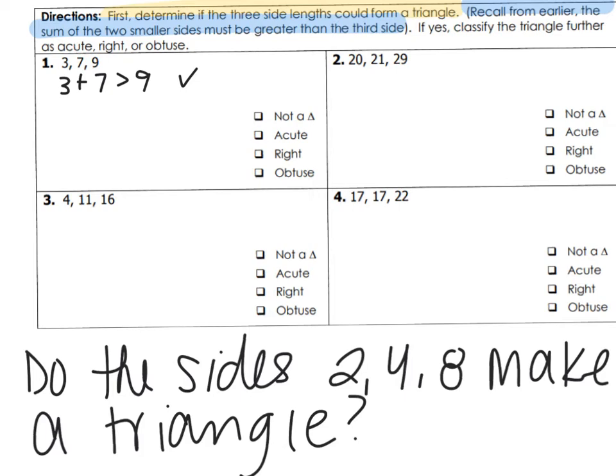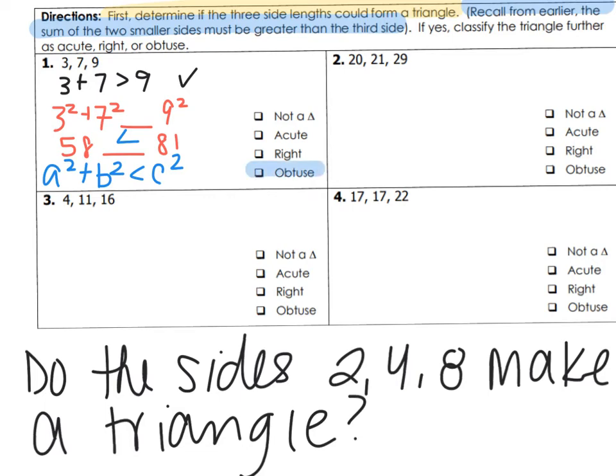So now we have to use 3 squared plus 7 squared and figure out, is it less than, greater than, or equal to 9 squared? 3 squared plus 7 squared gives me 58. 9 squared gives me 81. So it's pretty evident that a squared plus b squared is less than c squared. Therefore, this would be an obtuse triangle.